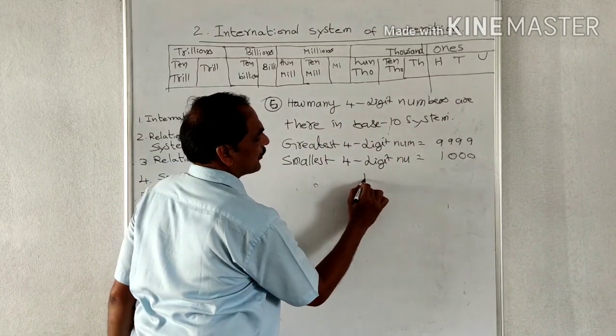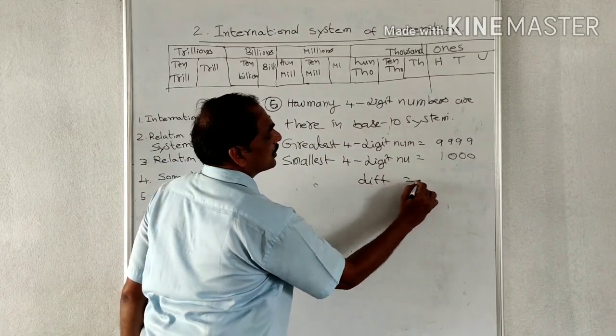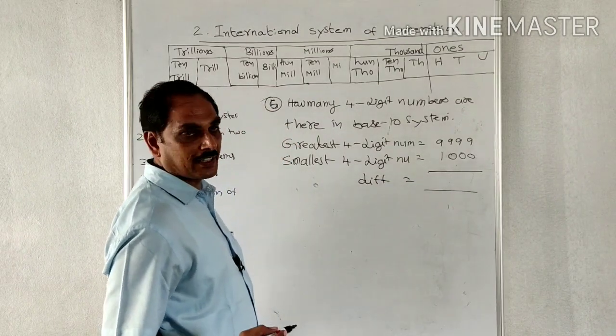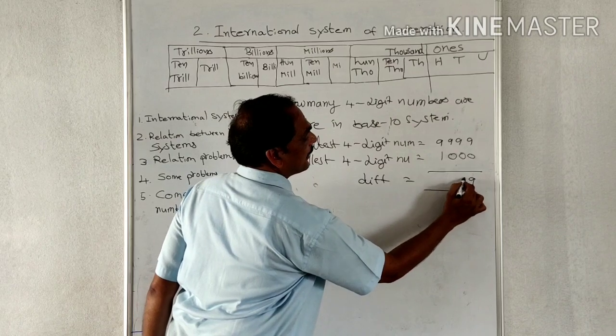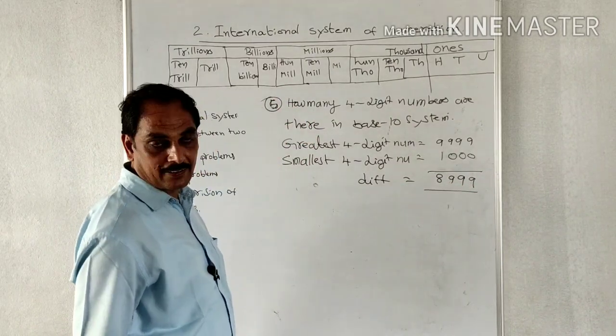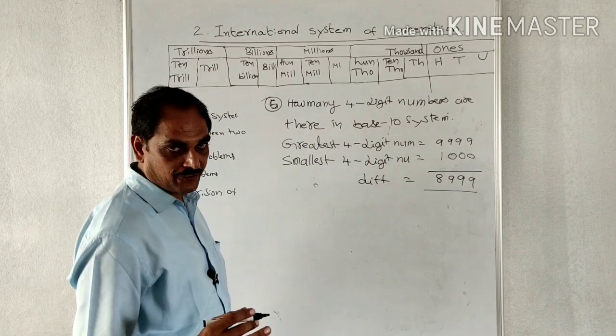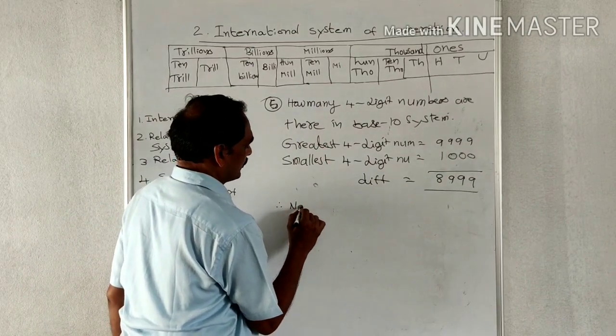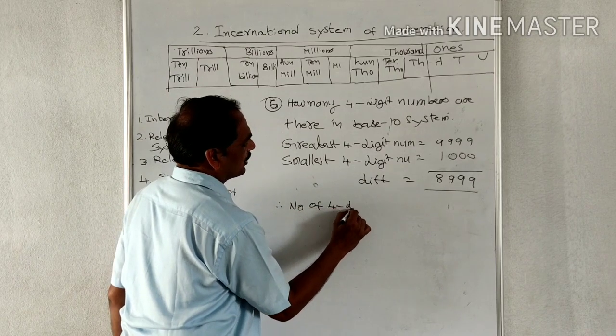The difference is found by subtracting 1000 from 9999, and then we get 8999. This is the difference. But the number of 4 digit numbers.